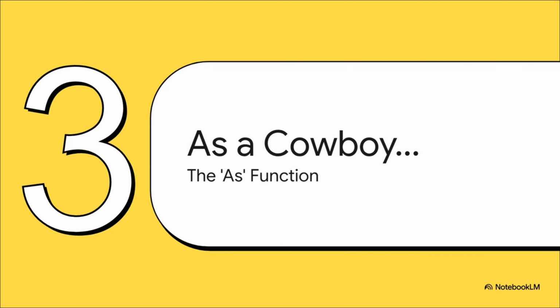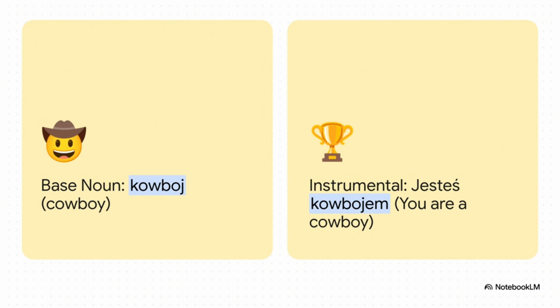Okay, time for the next gadget on our Swiss Army lasso. This one's not about what you're with, but about who you are. Think your job, your role, your identity. So let's say you want to declare you are a cowboy. The noun cowboy just grabs that M ending we talked about. It becomes cowboyem, jesteś cowboyem. See? It's not just what you're with, it's what you are.